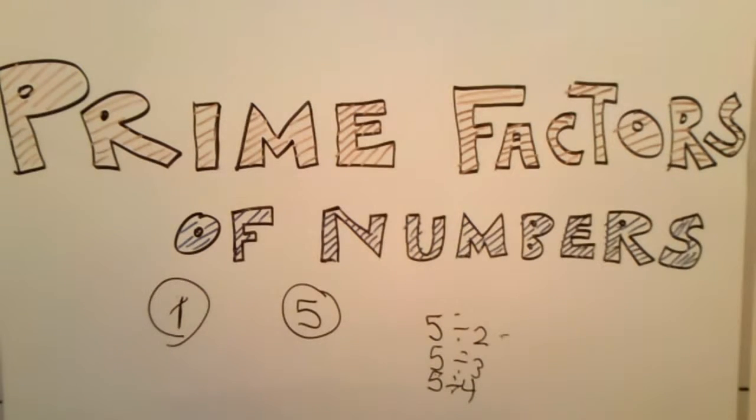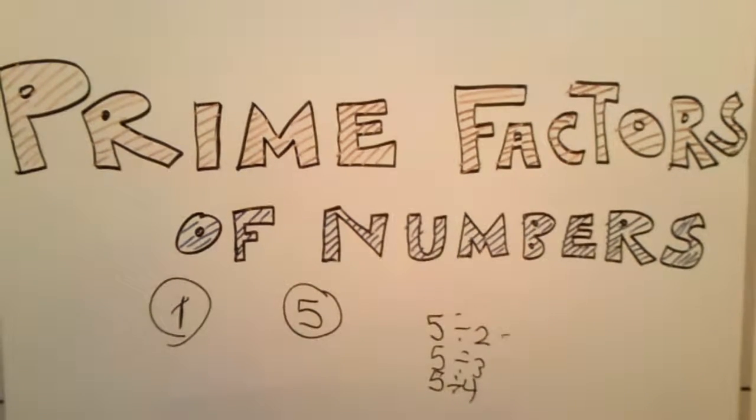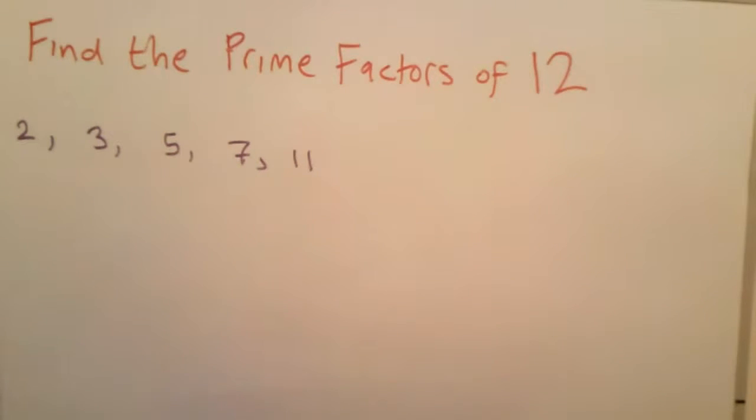So prime factors are just factors of a number that are prime. Okay, let's have a go at finding some prime factors of numbers. An important thing to note here is that any number can be broken down into prime factors, as a product of prime factors. So let's have a go at finding the prime factors of 12. The procedure is very simple.